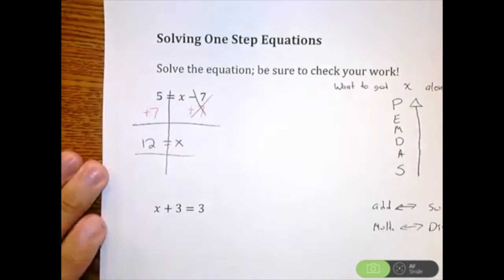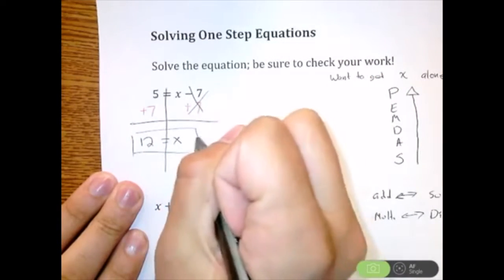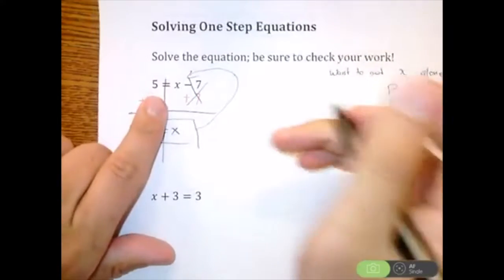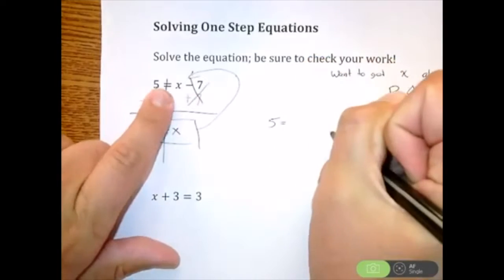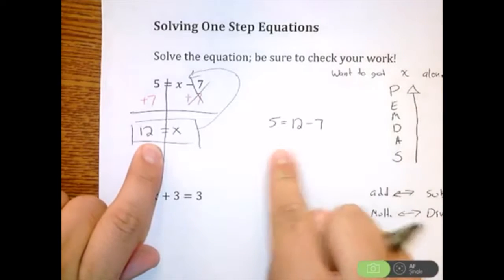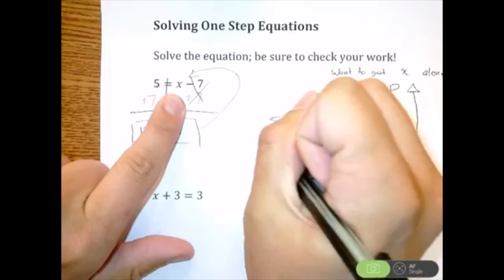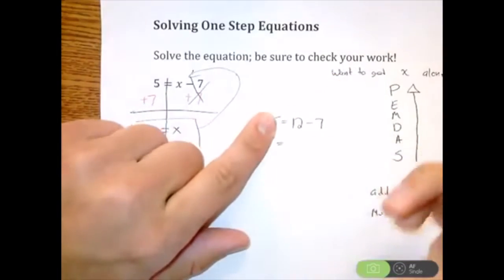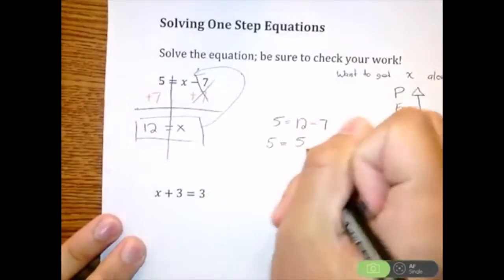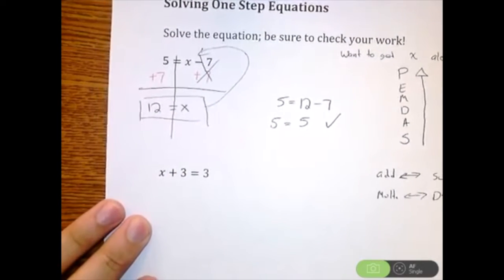So I believe this is my answer, but I want to check your work. The way to check your work is you're going to take your answer, plug it back in, and see if both sides equal the same number. So checking it would have 5 equals, instead of x, let's put 12 minus 7. And we want to simplify both sides of the equal sign to see if they equal each other. On the left side I have 5, so nothing to do with that, it stays 5. On the right side I have 12 minus 7, which is 5. So I get 5 equals 5, which is true. Therefore, I know x equals 12 is my answer.